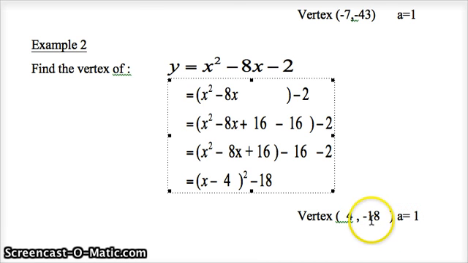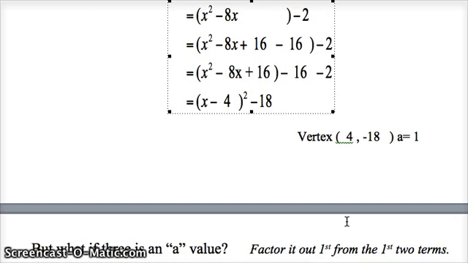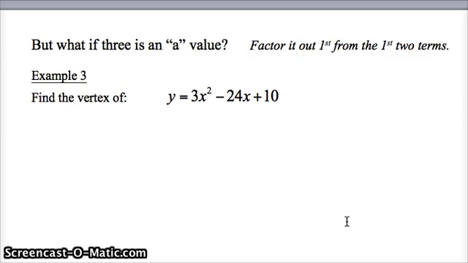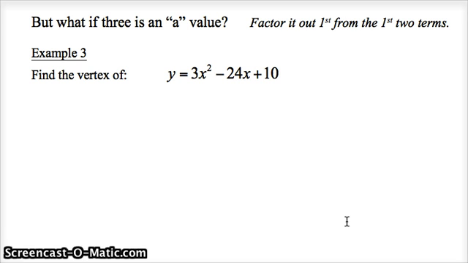So now we're going to move on to example 3. What if there is an a value in front? So the first thing you always want to do is factor the a out first from the first two terms, and only the first two terms. So I want you to try example 3. You're going to factor out the 3 from the first two terms. Okay, so when you do that, you can then try and complete the square. So go ahead and try that, pausing the video, and then come back.